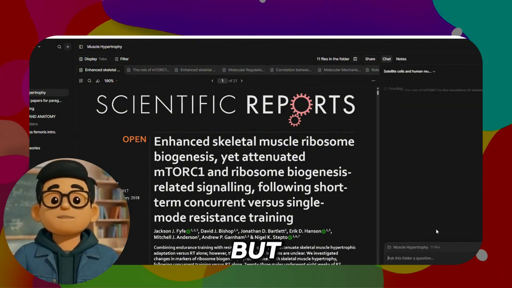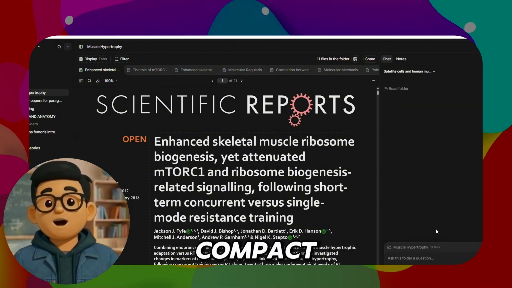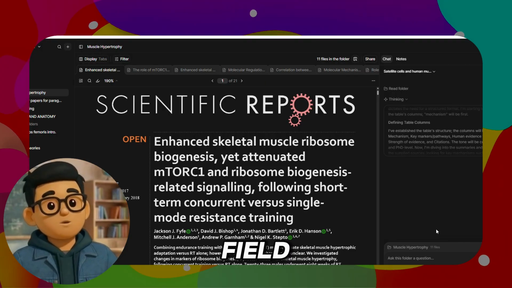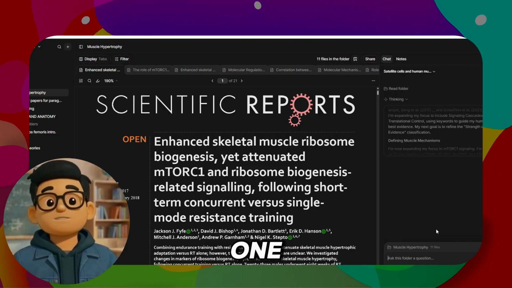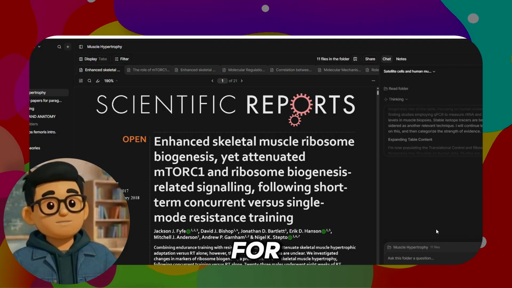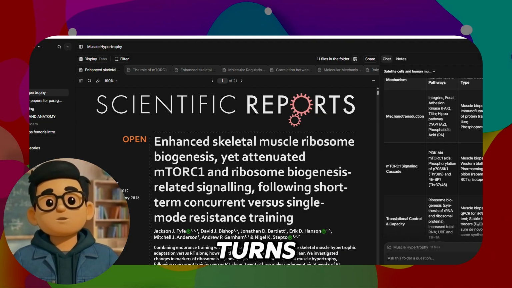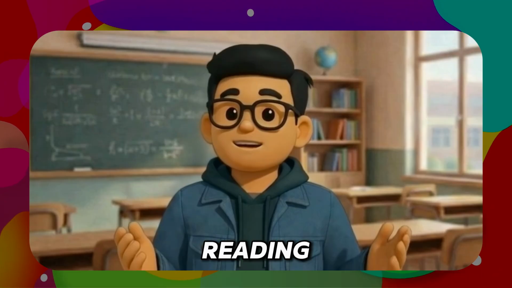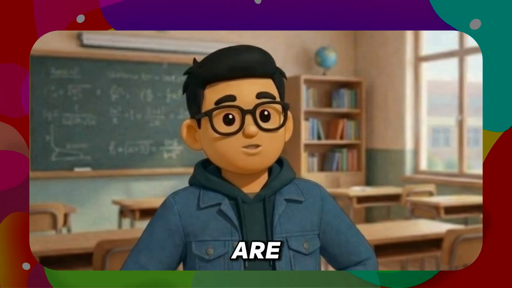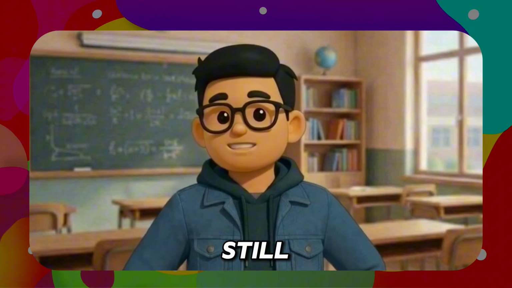Keep it concise, but PhD level. What comes back is a compact mental model of the field. One row for mTORC1, one for ribosome biogenesis, one for satellite cells, and one for training variables. A table like this turns random reading into targeted reading. You instantly see which mechanisms are strongly supported, which are debated, and which still look thin.